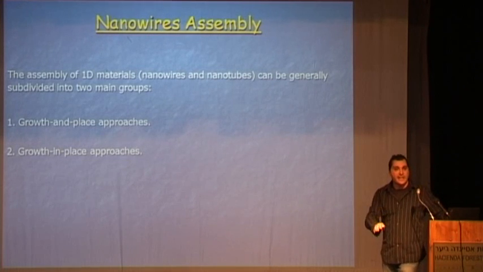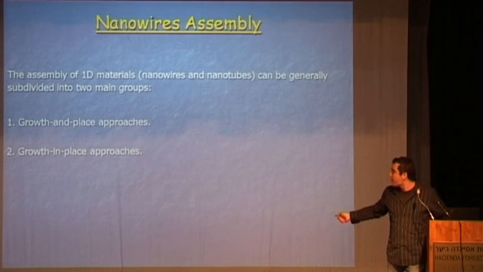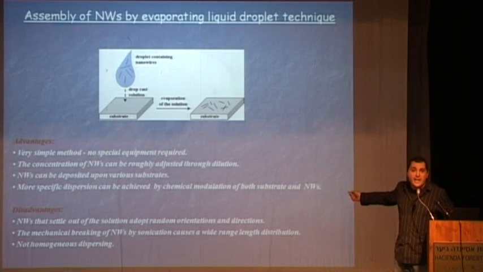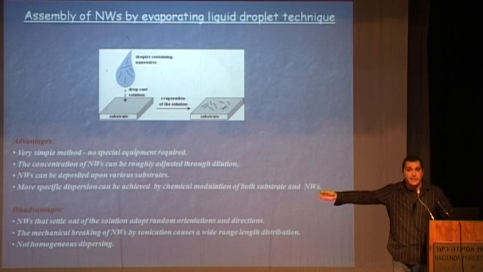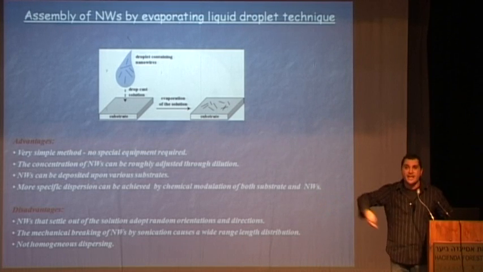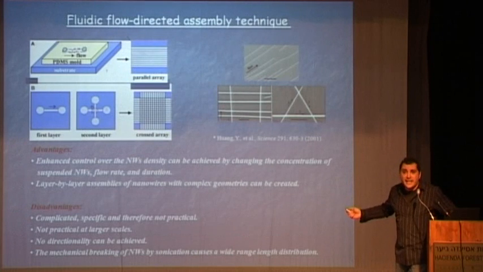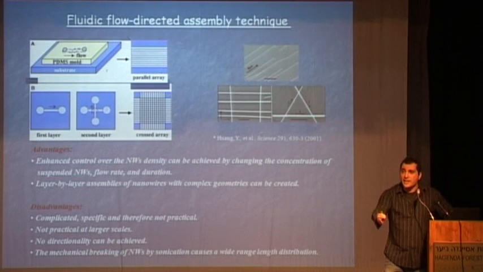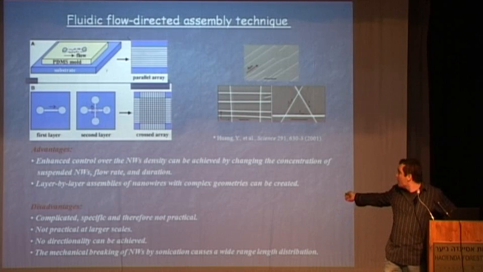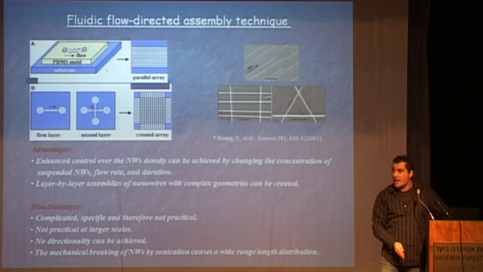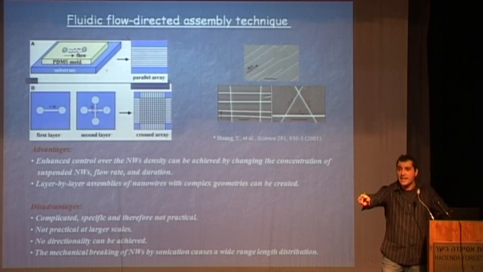So our technique is related to the growth in place group. One technique is just to drop the nanowires on a surface, and they will be randomly deposited. We need to look for each one. We don't have any control over the coordinates of the nanowires. Other techniques that control the orientation of the nanowire are flow alignment. So we take the solution, we flow them, and the nanowires align along the flow direction.